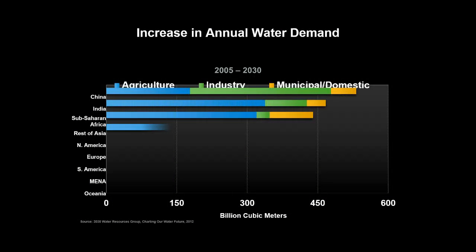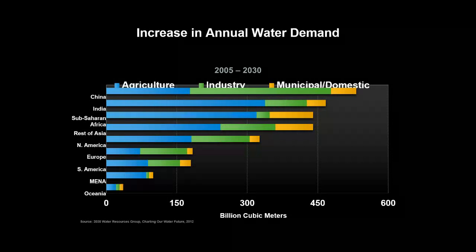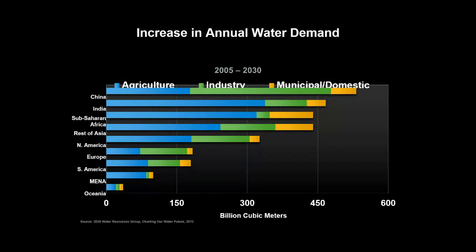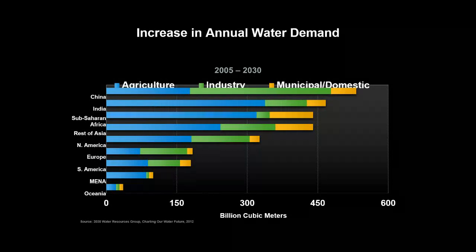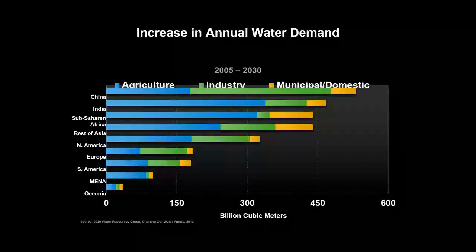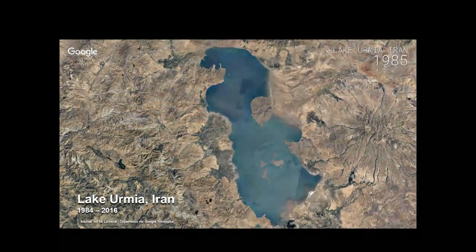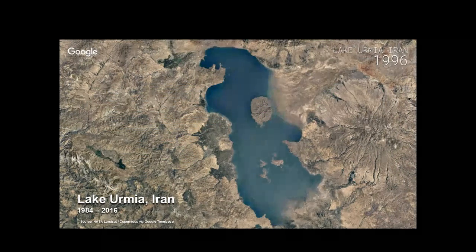But what's happening is our demand for water is growing. Our population is growing. Many places are getting wealthier, so they consume more. They want more meat, which takes a lot more water to raise than growing vegetables. So worldwide, we're using more and more water. And the impacts of that are huge.